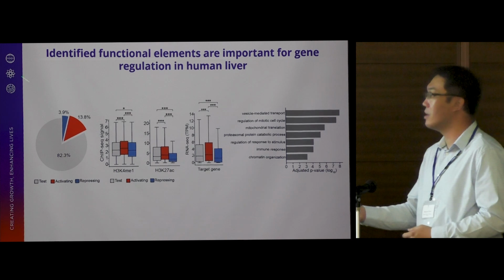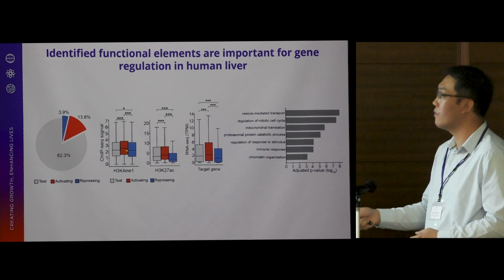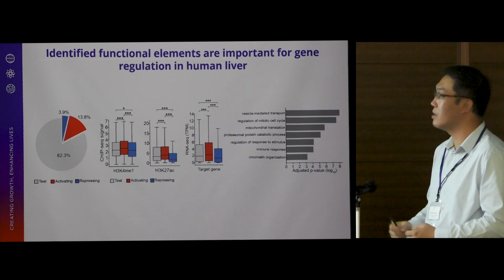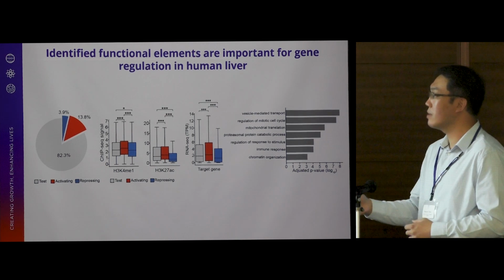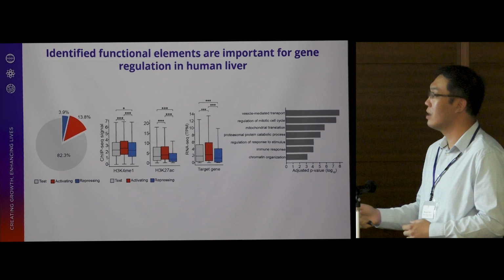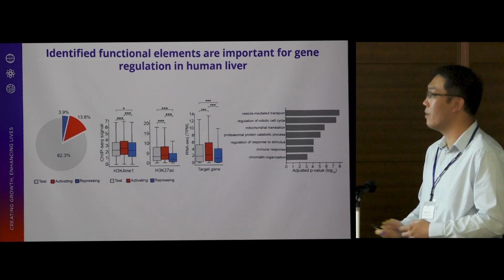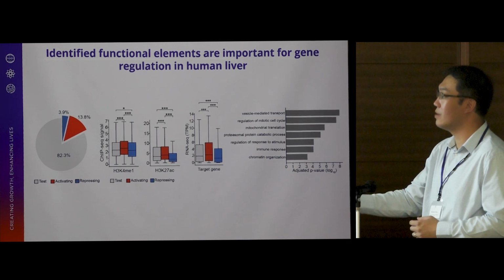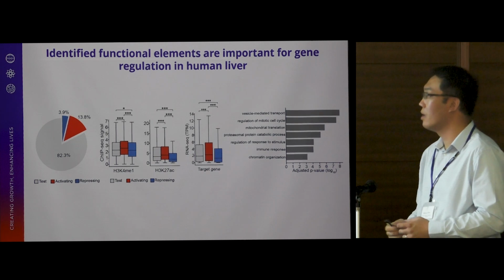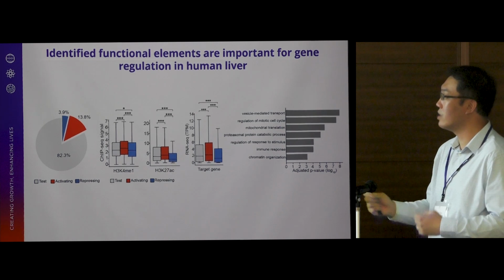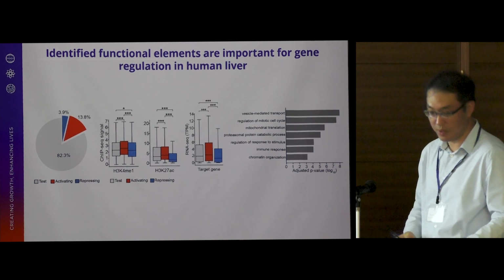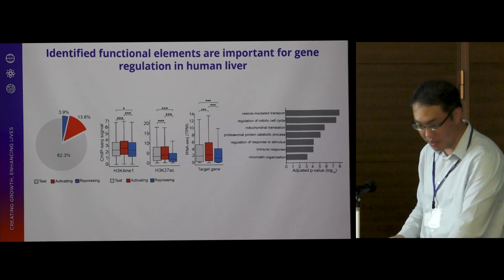When we look at those elements using data generated from human liver, we see the activating elements are significantly enriched for H3K27 acetylation. We also find that the target genes regulated by those elements in human liver tend to have a higher expression level. And the target genes controlled by the repressing elements have a lower expression level. Those genes are important for, for example, immune response, mitochondrial translation, or response to signals. So they play an important role in human liver.